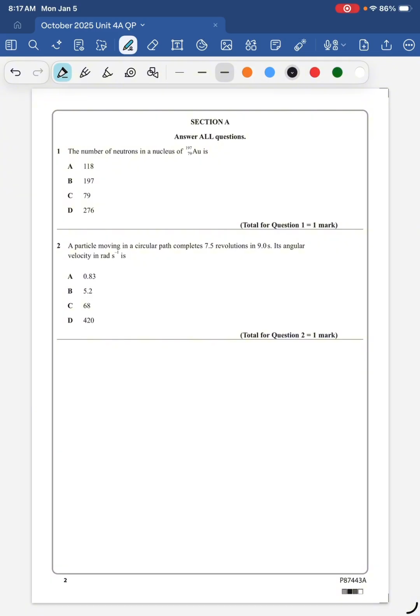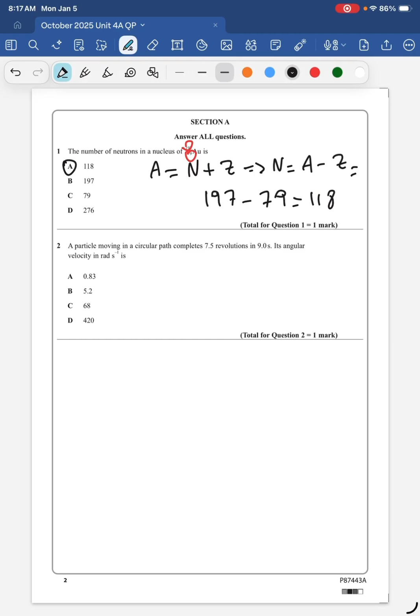So the first question says the number of neutrons in a nucleus of gold, Au, 197 is... As we know, the mass number is equal to the number of neutrons plus the number of protons, which is Z. So the number of neutrons is simply A minus Z. We subtract these two numbers and we find 197 minus 79, which is 118. So A is the correct answer.